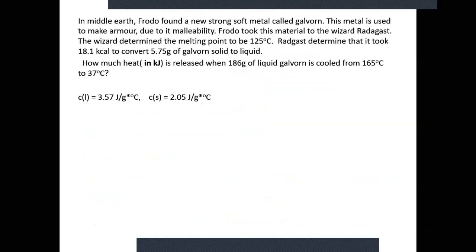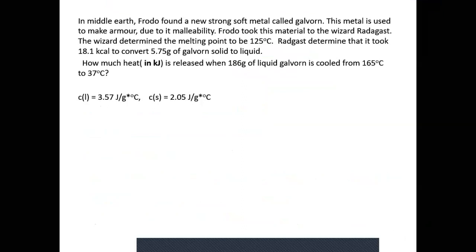So here's one I like. It incorporates Lord of the Rings. Come up with some interesting ones. So we're in Middle Earth, and Frodo found a new strong soft metal called Galvorn. Galvorn is actually a metal in Middle Earth. I did some research. This metal was used to make armor due to its malleability. Then Frodo took this material to the wizard Radagast, and the wizard determined the melting point to be 125 degrees Celsius.